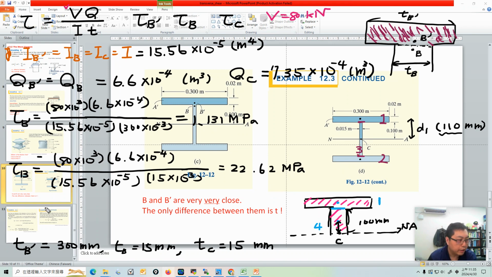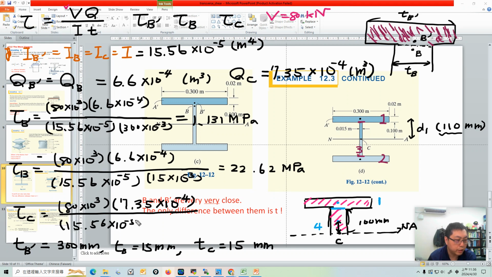So the final one is C. Shear force the same. What is Q at C? QC here is 7.35 times 10 to the power minus 4. Moment of inertia, same. And the thickness, 15 times 10 to the power minus 3. So after you put it in the calculator, it will be 25.19 megapascal. That's the answer you will see in the textbook.